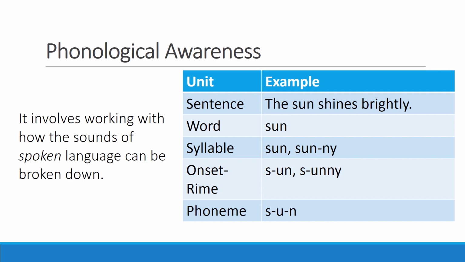Notice in the chart how the components go from the largest units of sound to the smallest units of sound. The largest unit is at the sentence level. Sentences are made of words. Words are comprised of syllables and can also be broken down into onsets and rhymes. Phonemes are the smallest units of sound within words.